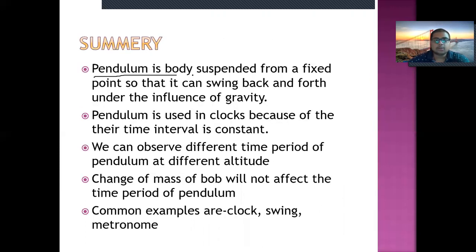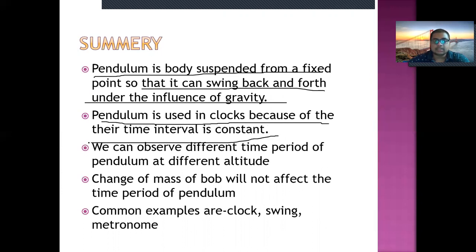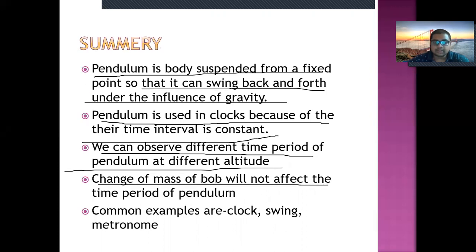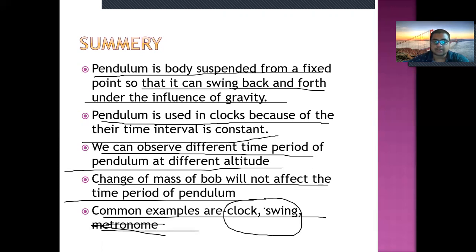So, summary for all of you. A pendulum is a body suspended from a fixed point so that it can swing back and forth under the influence of gravity. A pendulum is used in clocks because the time interval is constant. We can observe different time periods of a pendulum at different altitudes. The change of mass of the bob will not affect the time period of the pendulum. Common examples are clock, swing, metronome. A metronome is a complex instrument. Just remember these two examples, clock and swings.